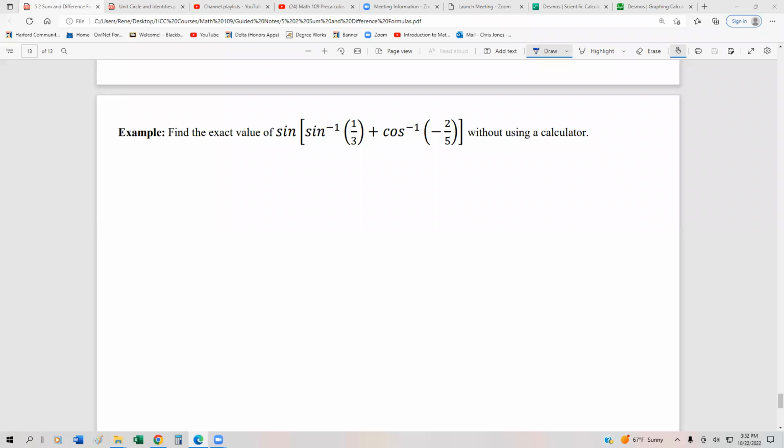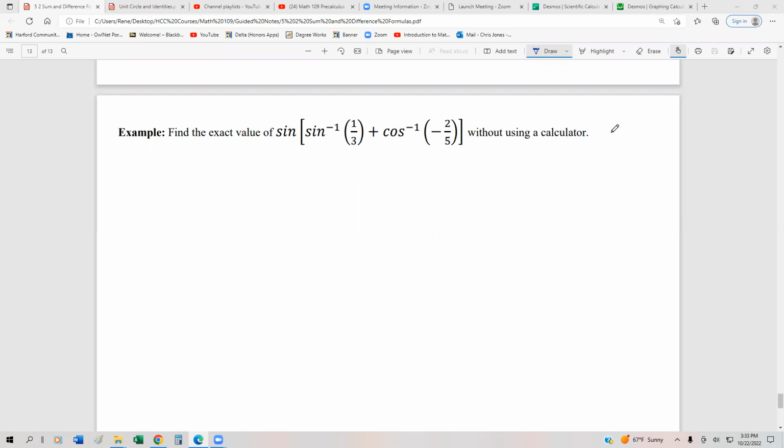One last problem that we can look at with respect to our sum and difference formulas. We want to try to find the exact value of the sine of the arc sine of 1/3 plus the arc cosine of -2/5. And we're not going to use a calculator for this, right? Now, this is a question you might remember from the previous chapter where we took a look at inverse functions.